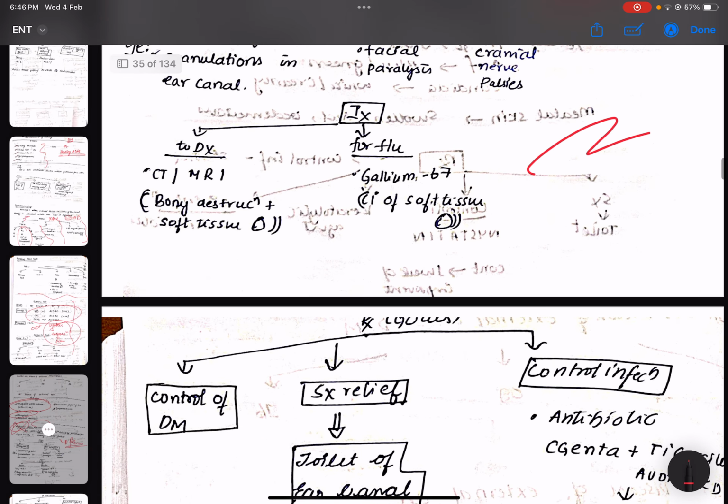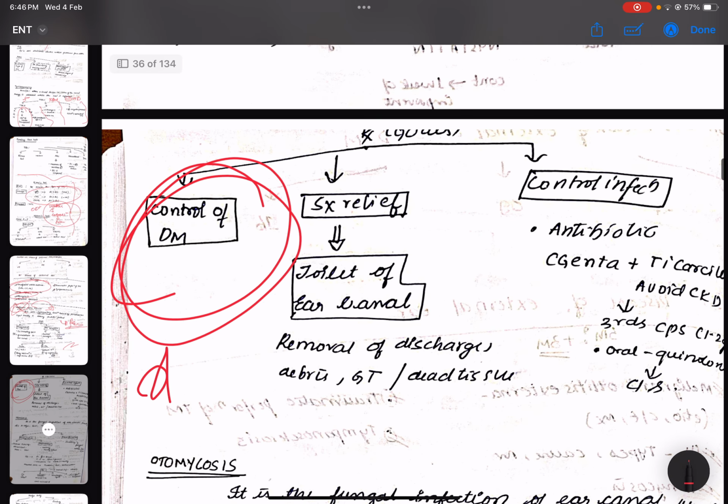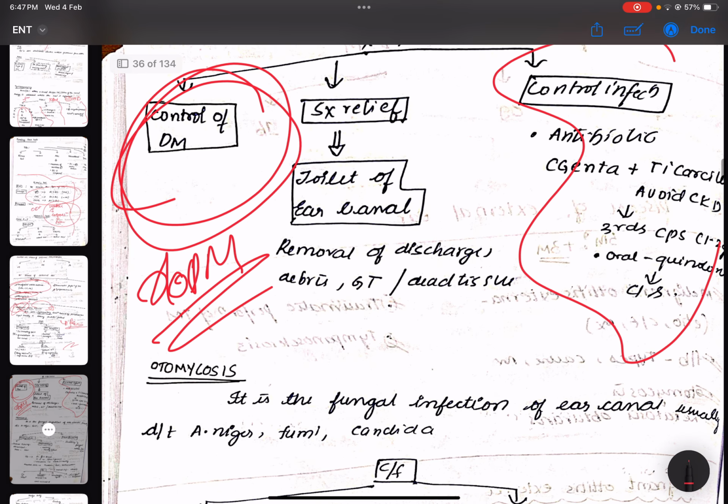Again, it's the same thing. The major thing is rule out DM. If it's present, again you have to control DM. So this is the antibiotic you give. Since Pseudomonas is one of the highly resistant organisms, you have to know what antibiotics you give.